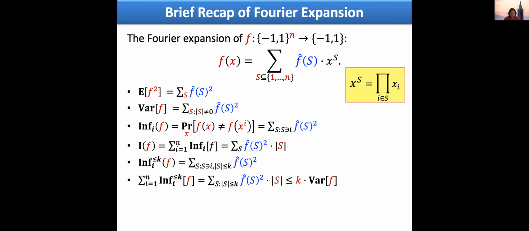In particular, in the talk coming up, we're going to have to deal with what is known as the truncated influence up to level k. This is just the sum of the squares of the Fourier coefficients of the sets containing i, as long as the size of the set is less than or equal to k. One useful property is that if you sum over all these truncated influences, it's at most k, or more accurately, at most k times the variance of f. And we'll use this later.